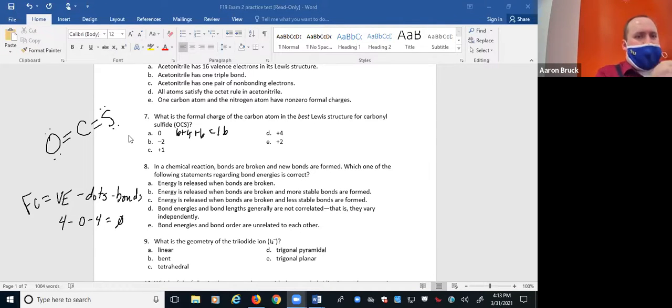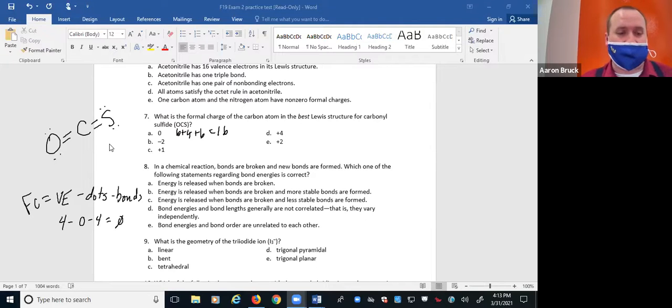So bond breaking is always an endothermic process. It requires energy. Bond forming is always an exothermic process. It releases energy. The more energy that is released, the more exothermic. So the better that the product bonds are, the more energy gets released as a result. So the answer there is actually B.